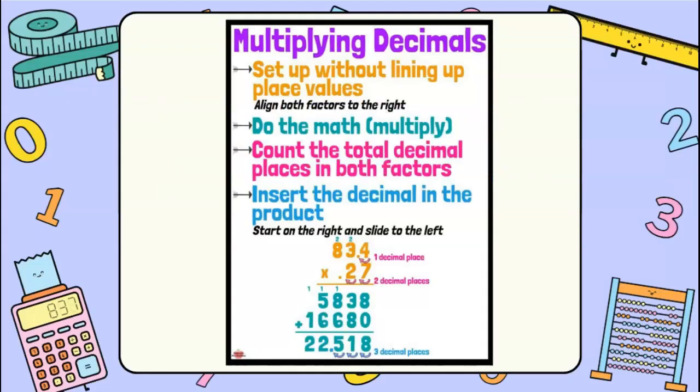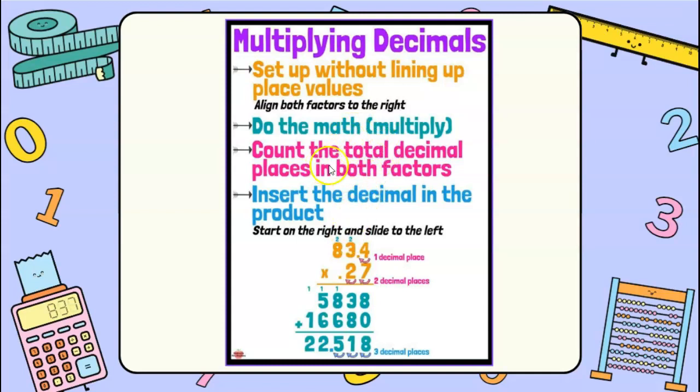When we multiply decimals, we're always going to follow these steps. The first thing we want to do is set up our factors without lining up the place values. We're just going to align both factors to the right. We're going to do the math like we would when we're multiplying a whole number, so we multiply across all the place values and then add together at the end. The difference between whole numbers and multiplying decimals is these extra steps down here.